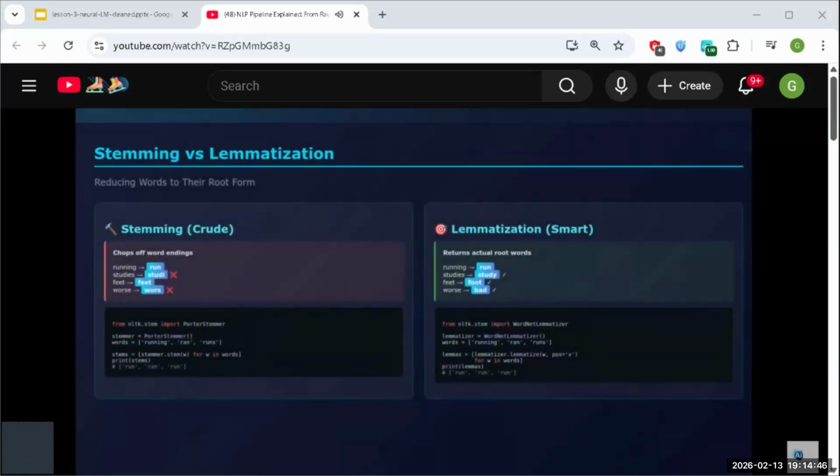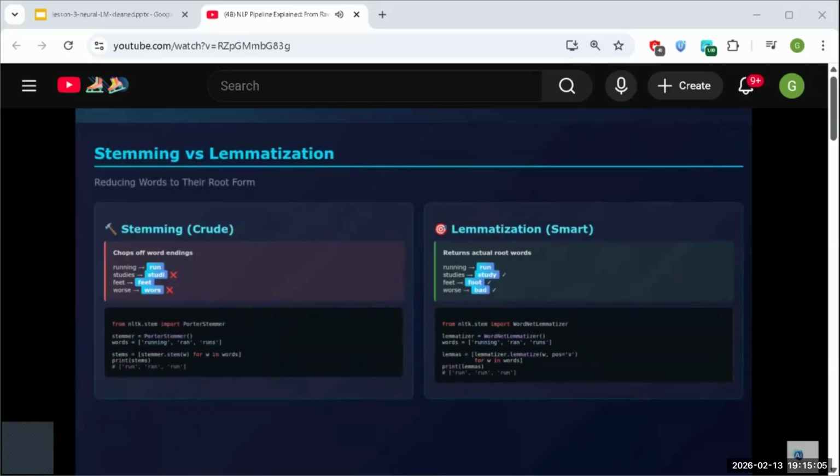One of the most important pre-processing steps, stemming and lemmatization. These techniques reduce words to their base or root form. Running, ran, and runs all get reduced to run. This helps the model understand that these are all related to the same concept.